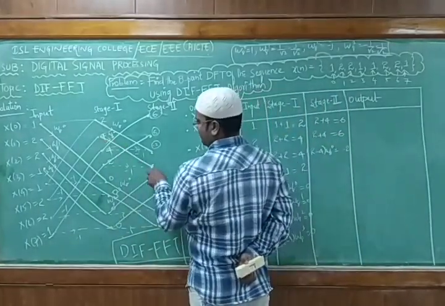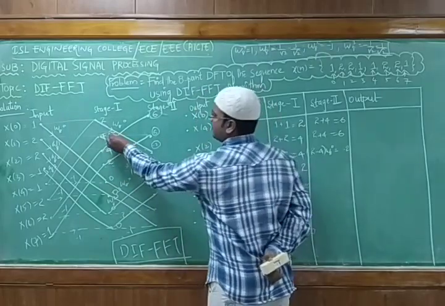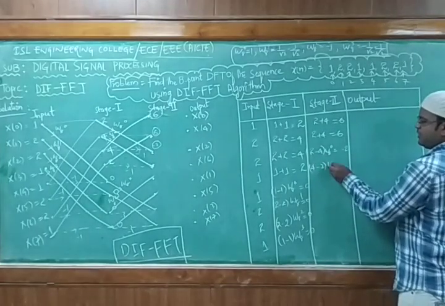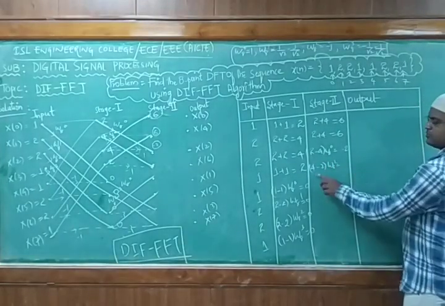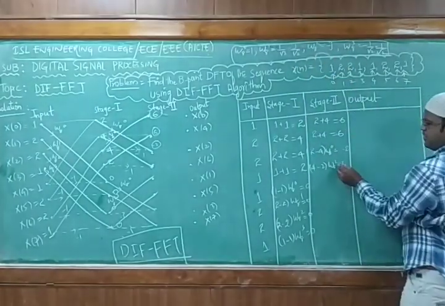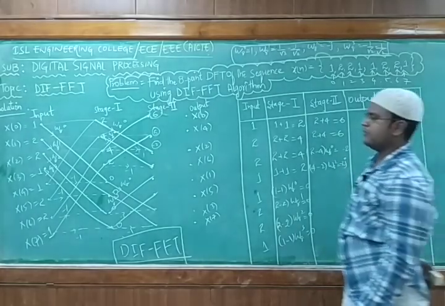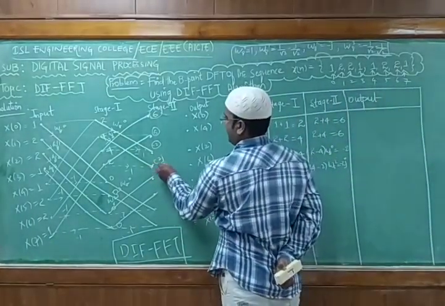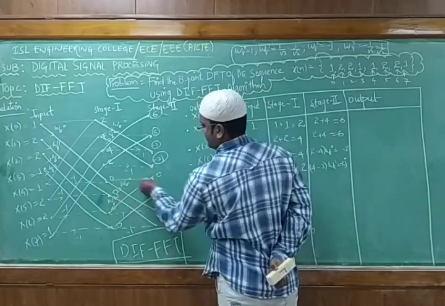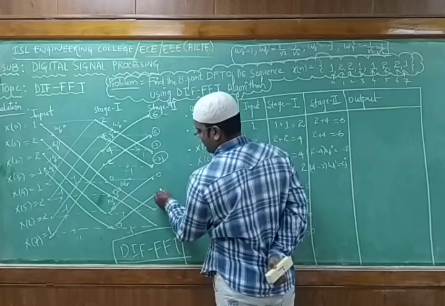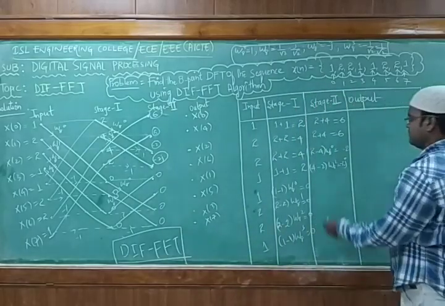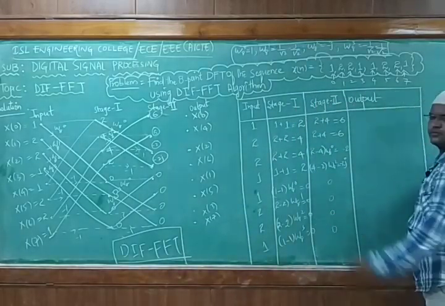Similarly, 4 minus 2 of omega 8 power 2. That is nothing but 4 minus 2 is 2, and omega 8 power 2 is minus j. So minus 2j is the value we got here. Similarly here, 0 minus 0 is 0, because this line is 0 coming here, 0 coming here, and then 0, it is also 0. This is also 0, this is also 0. So the remaining all are zeros. Clear?